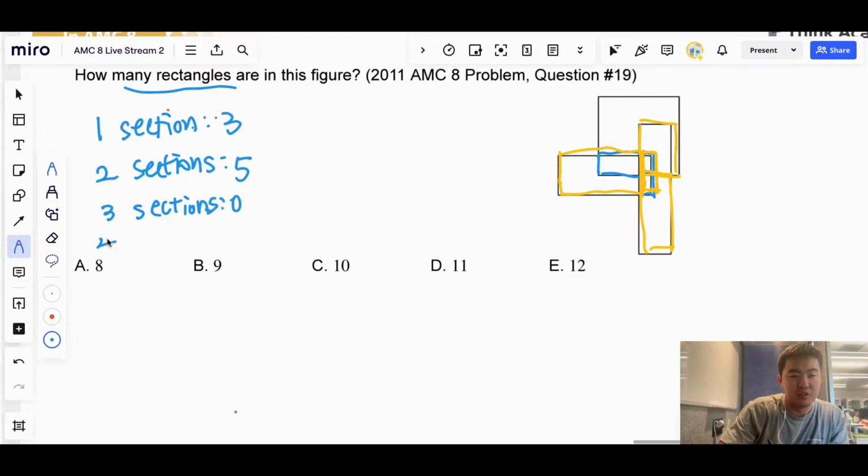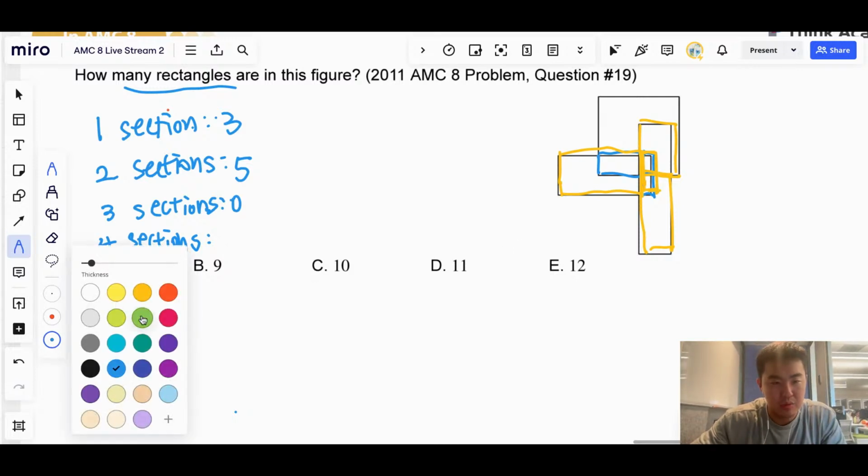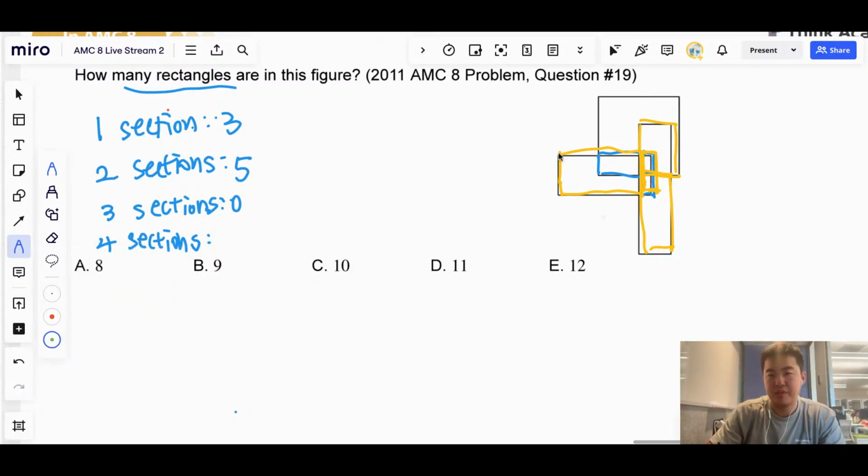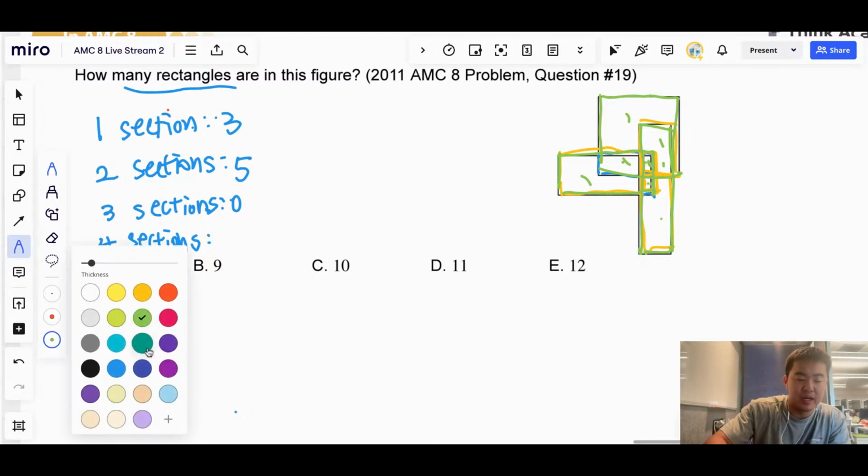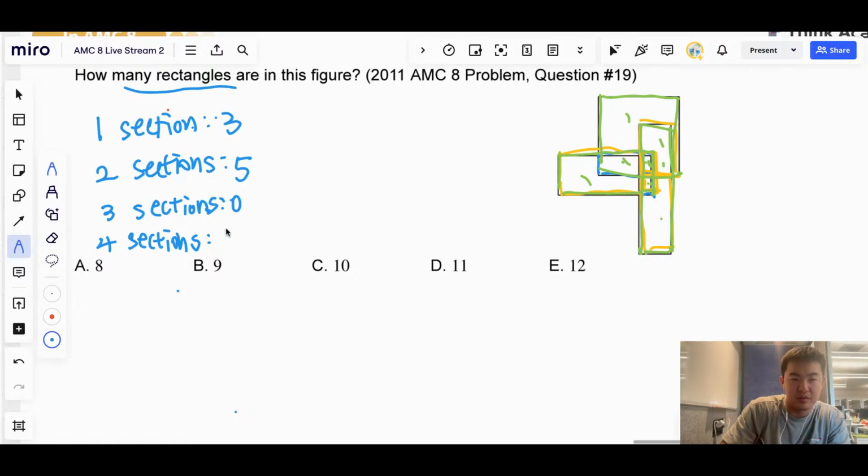Now we can move to rectangles that are formed by 4 different sections. What are the 4-section rectangles? I will use green to mark the boundary of these kinds of rectangles. The first one should be this top one. Because as you can see, we have 1, 2, 3, and this is our 4th section. And a 4-section rectangle should also be this one as well, right? We have this first section, second, third, fourth section. And this very long rectangle is also composed of 4 different sections. So that's 1, 2, 3, 4. How many 4-section rectangles do we have? We have 3, okay? There are 3 of this type.